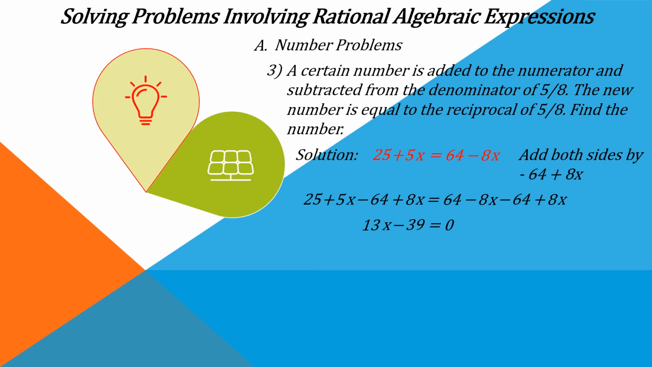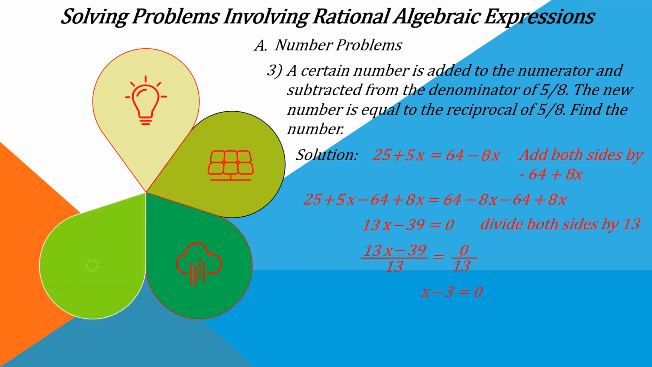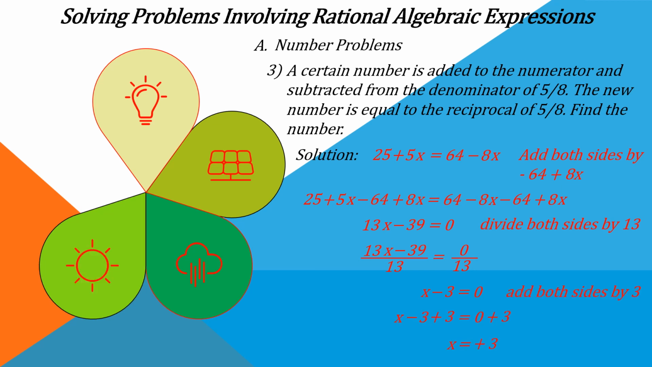And this is a linear equation wherein we divide both sides by 13. 13x divided by 13 is equal to 0 over 13, and x minus 3 is equal to 0, so now the value of x is equal to 0 plus 3, and x is equal to 3. And we need to check if our answer is correct.